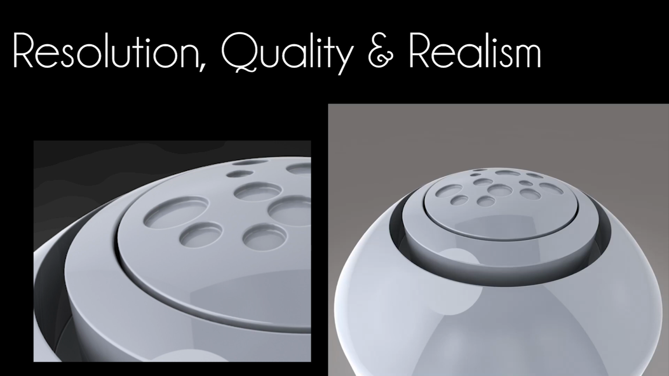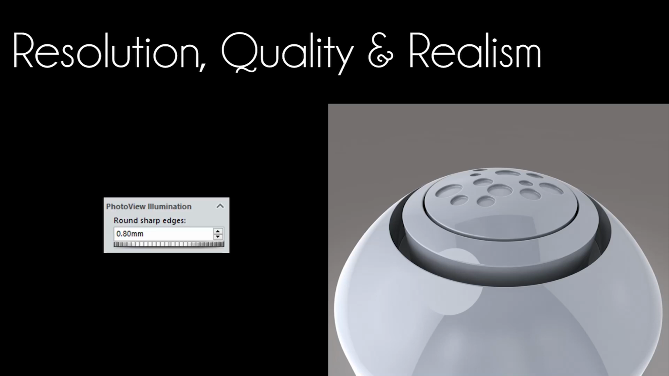A better way is to go to the material settings of your products, go to the Advanced tab and change the round sharp edges value to something between 0.1 and 1 mm, depending on the size of your product. This way Photoview will use some digital trickery with the lighting and shading of your model to make it look as if there were fillets without creating the extra geometry.